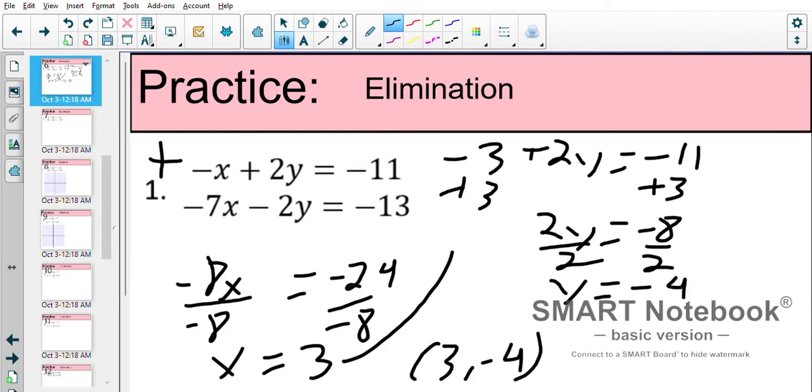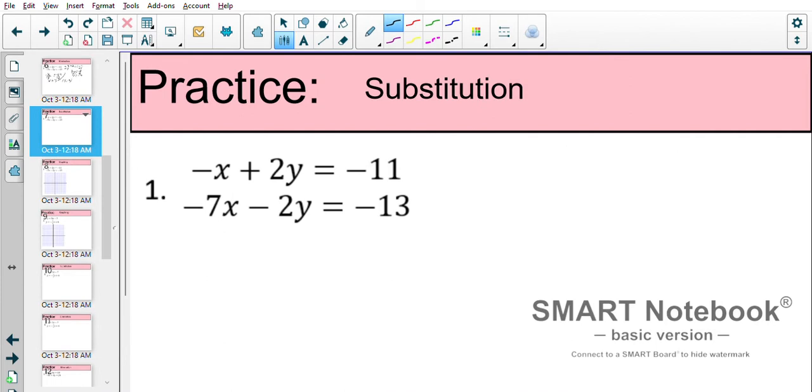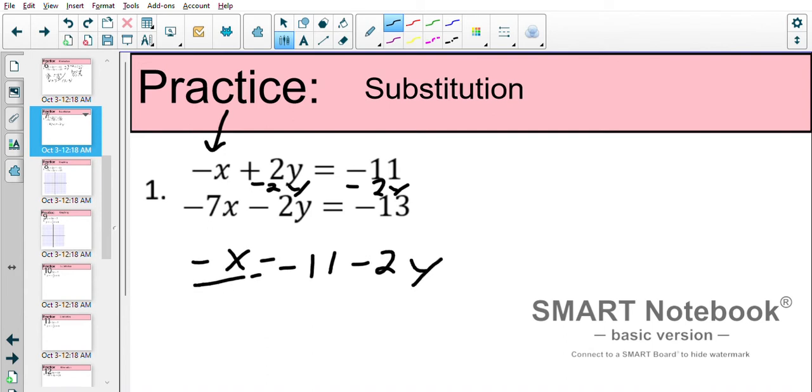We can do this in other ways. So let's take a look at substitution. This, in my opinion, is the easiest one to solve for to get it ready for substitution. So I'm going to do that by subtracting 2y on this side, subtracting 2y on that side. We end up with negative x equals negative 11 minus 2y. Get rid of that negative on this side by dividing by negative 1. Both of those need to be divided by negative 1. We end up with x equals positive 11 plus 2y.